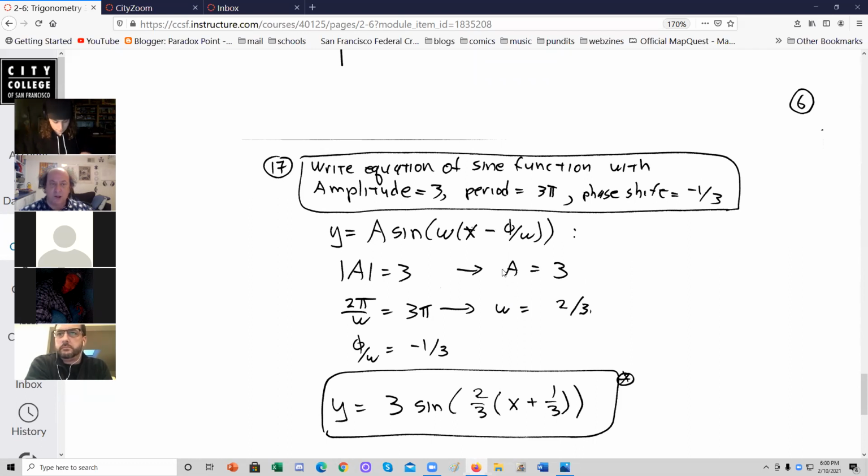Okay, I have 3 corrections to make in the notes. All right, the absolute value of a is the amplitude of 3. So a, well, strictly it's plus or minus 3, and we really have to determine that later. Period is 3 pi, so 2 pi over omega equals 3 pi, which makes omega equal 2/3. And the phase shift is -1/3. So this should be a minus.